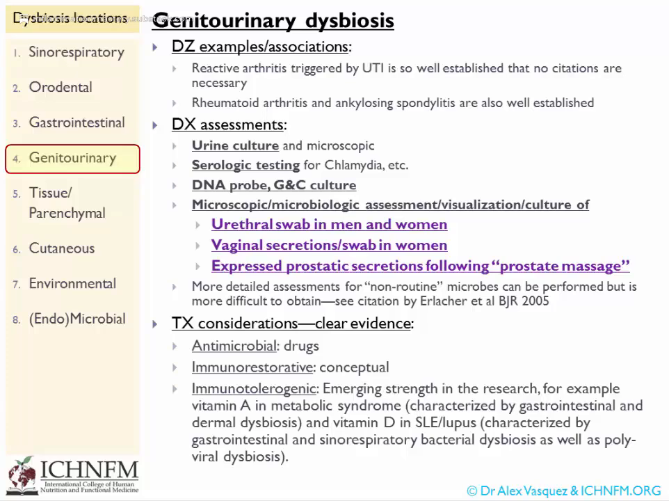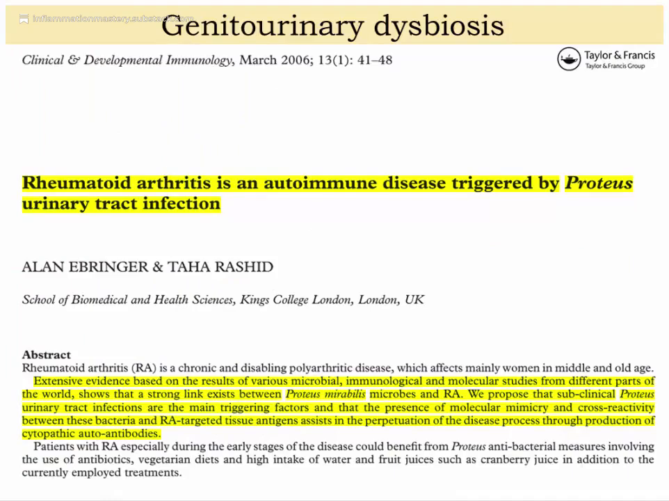Let's look now at a classic article by two leaders in the field. This is published in Clinical and Developmental Immunology, March 2006. They assert here that rheumatoid arthritis is an autoimmune disease triggered by Proteus urinary tract infection. And I'll just read to you the part that I highlighted. Extensive evidence based on results of various microbial, immunological, and molecular studies from different parts of the world shows that a strong link exists between Proteus mirabilis microbes and rheumatoid arthritis. Proteus mirabilis can also be pronounced Proteus mirabilis.